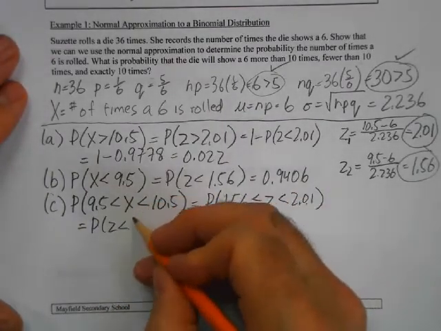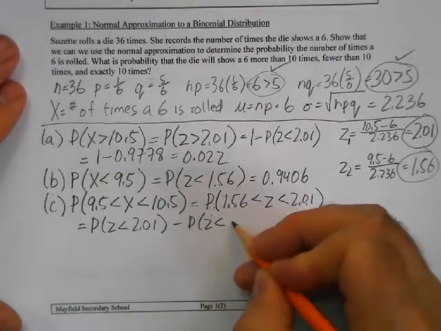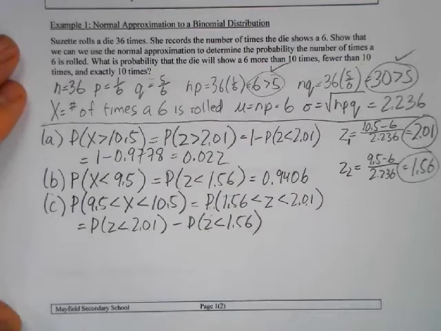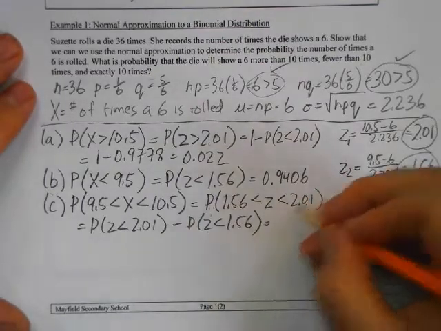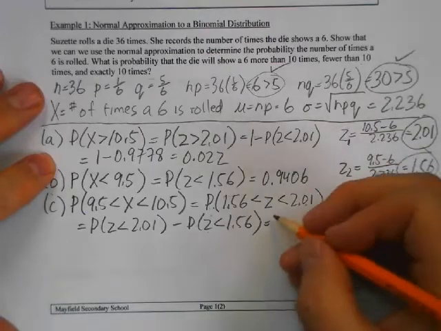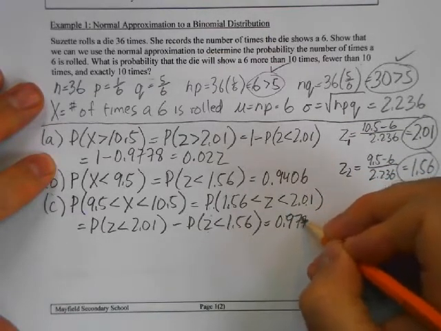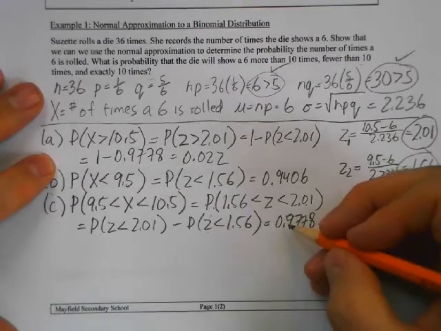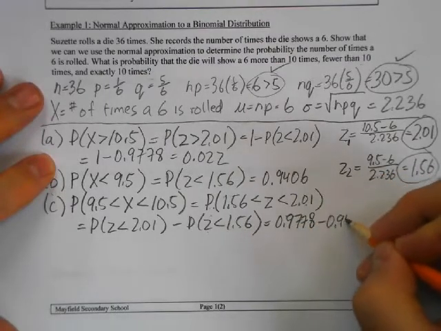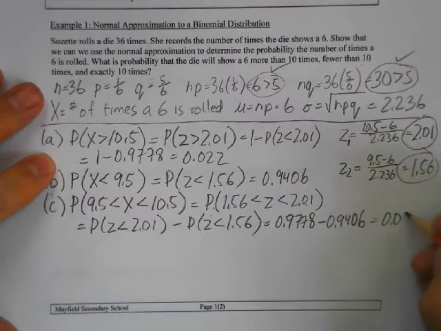So the probability z is less than 2.01 minus the probability z is less than 1.56. We've got our values from the previous two questions. So 0.9778 minus 0.9406, which is 0.037.